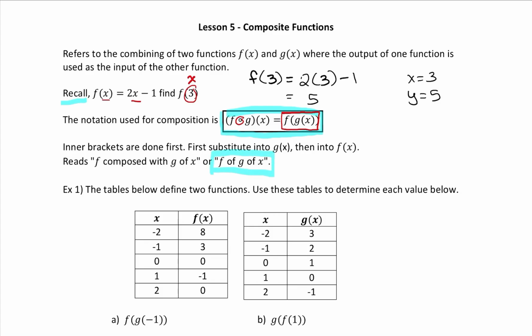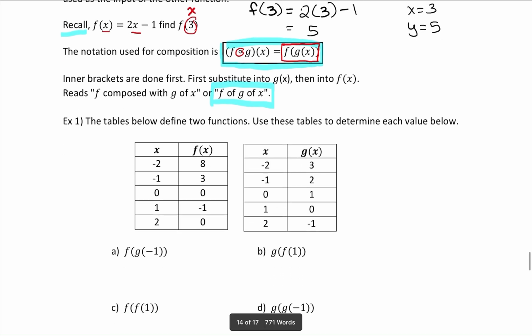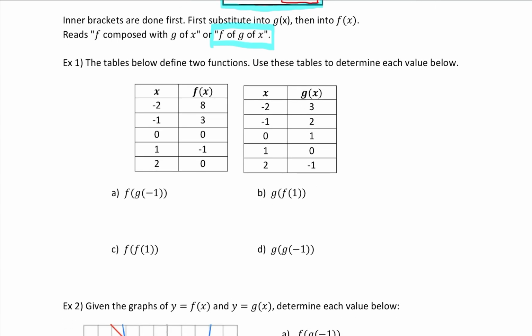All right, so let's start with the different ways you can be given data. The first is that we can be given tables and asked to do composition with the tables. We have two tables here. We want to use these tables to answer the following questions. Note that the first table represents f of x, the second table represents g of x. So if we look at A, f of g of negative 1, the first thing we're going to do is solve g of negative 1.